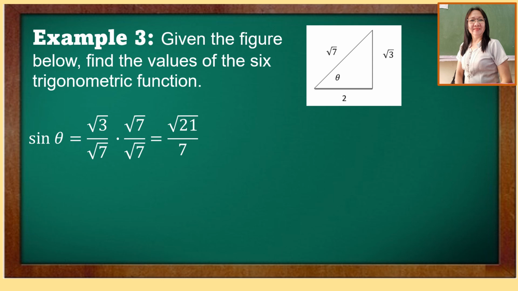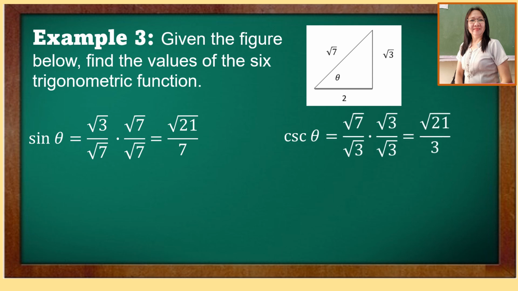So for sine theta, which is the opposite over the hypotenuse, we have square root of 3 over the square root of 7. Since we have square root of 7 in the denominator, let us rationalize by multiplying by square root of 7 over the square root of 7. Then multiply the numerators: square root of 3 times square root of 7 is the square root of 21, and the square root of 7 times the square root of 7 is the square root of 49, or 7.